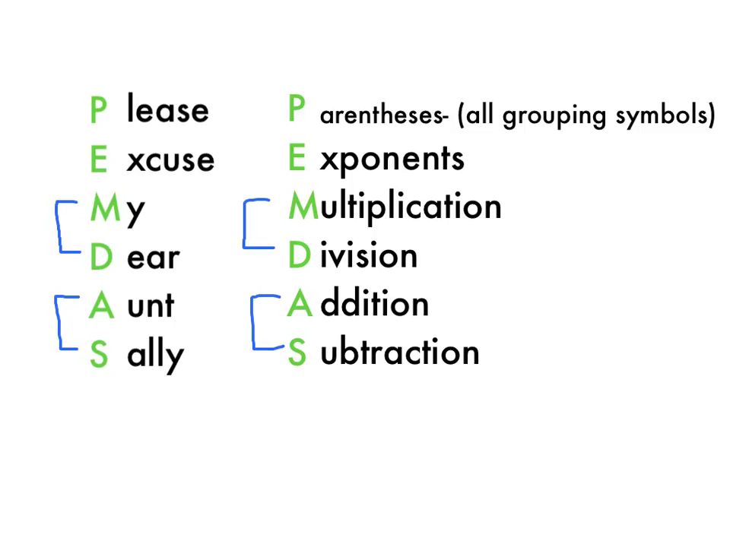Multiplication or division, whichever comes first from left to right. This little blue thing here is to help you remember that it's multiplication or division, whichever comes first from left to right. And then addition or subtraction, whichever comes first from left to right. So you can see we have parentheses, exponents, multiplication or division, whichever comes first from left to right, addition or subtraction, whichever comes first from left to right. And these are the order of operations. Now let's put them into practice.